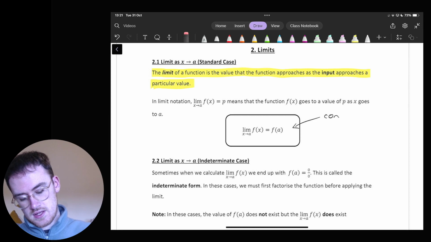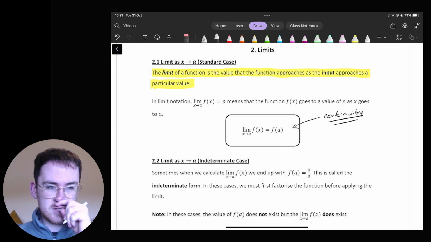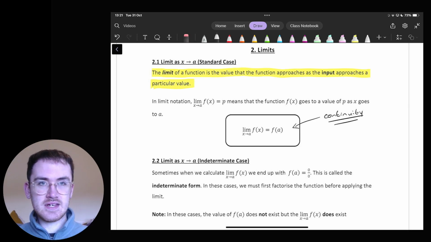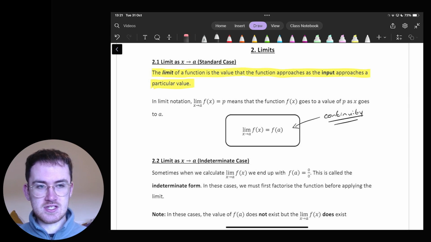That's not right, I can't spell. Continuity, we'll just go with that. So that's a sign of continuity for a function. If the limit of the function as x goes to a particular value is the same as f of that particular value, then the function is said to be continuous. So generally, in the standard case, if you're given the limit as x goes to something of a function, you just sub in that value for x, or for the input.